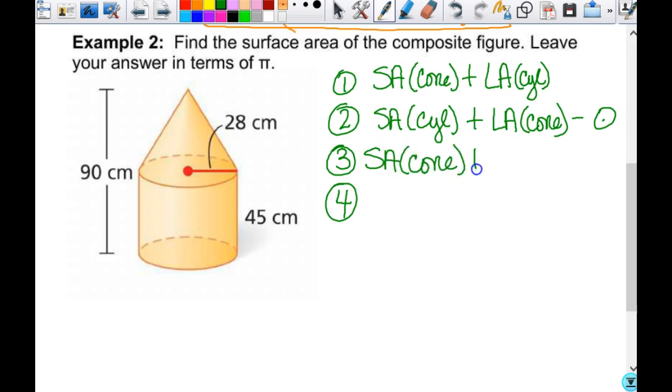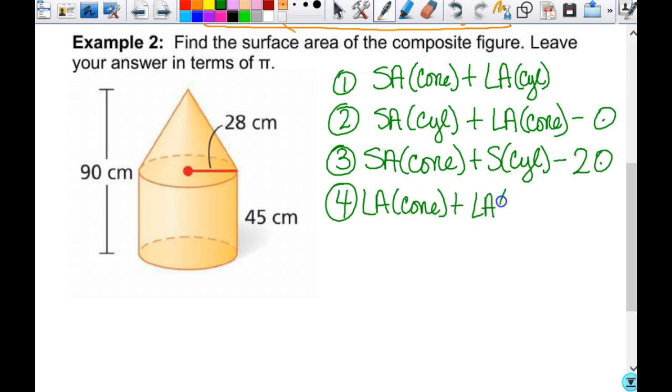Good. Surface area of cone plus surface area of cylinder minus 2 circles. So that's the all-together idea, that if you struggle with this, find everything, put it together, think about what you don't need, and you don't have to worry about things moving around or whatever else. What if I found the lateral area of the cone plus the lateral area of the cylinder? Then what? I'd have to add a circle.